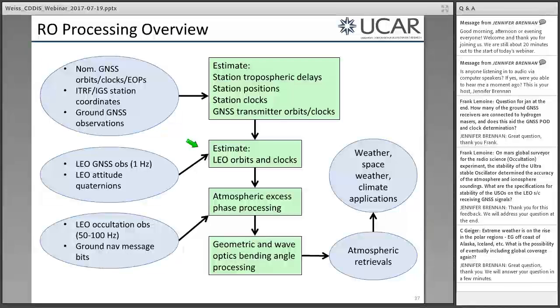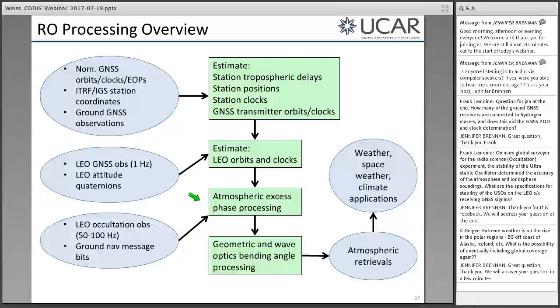And then we take another data set which is provided by the spacecraft, so the occultation observations. These are typically done at 50 to 100 hertz, and those are the limb viewing measurements taken from the satellite. And we combine them with some more ground data, the navigation message bits, to figure out the excess phase. So again, the difference between the path traveled by the real signal through the atmosphere and what the geometric distance would be.